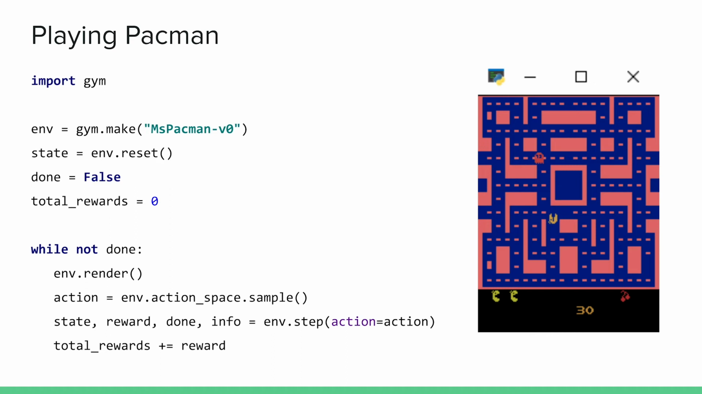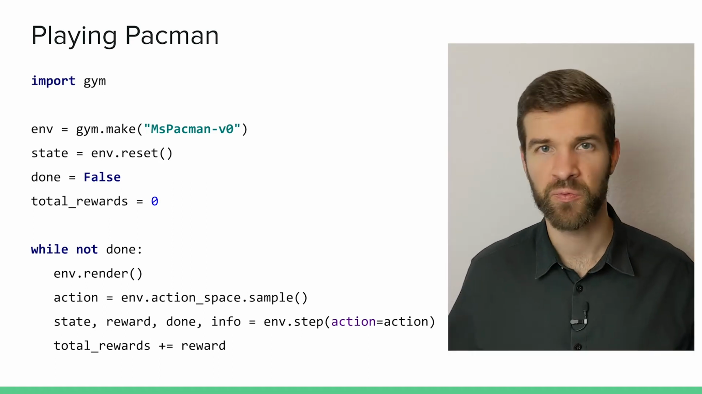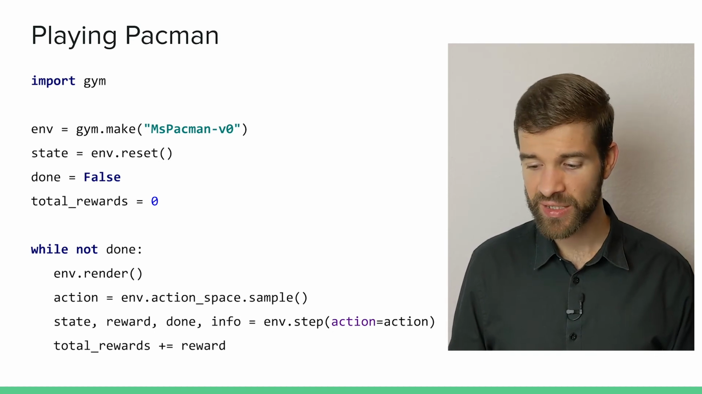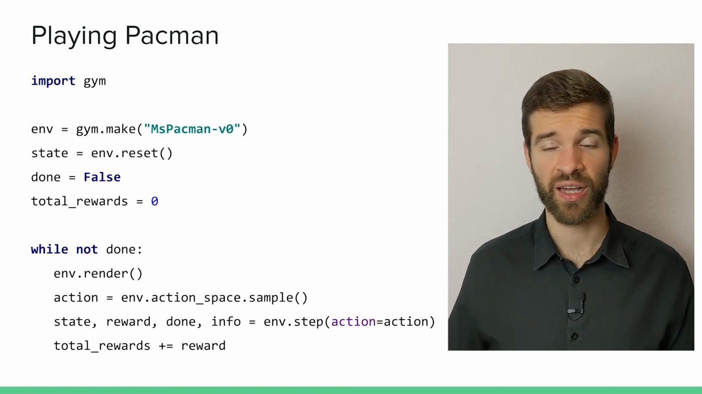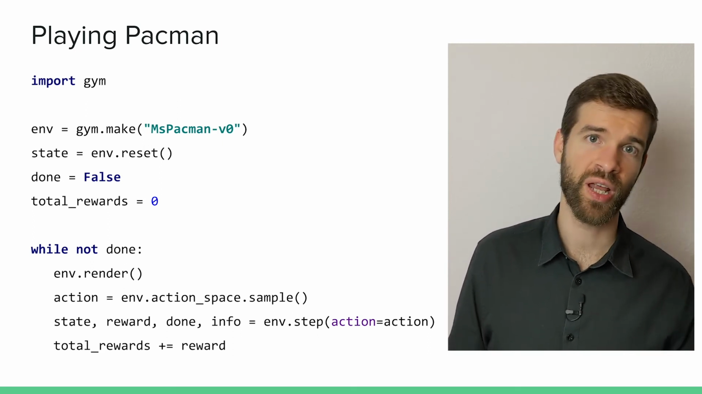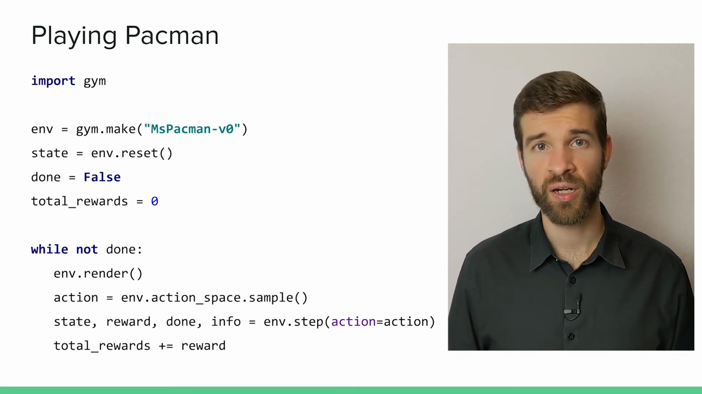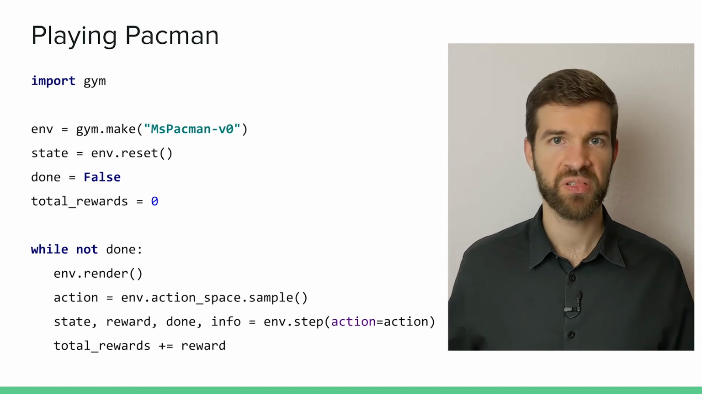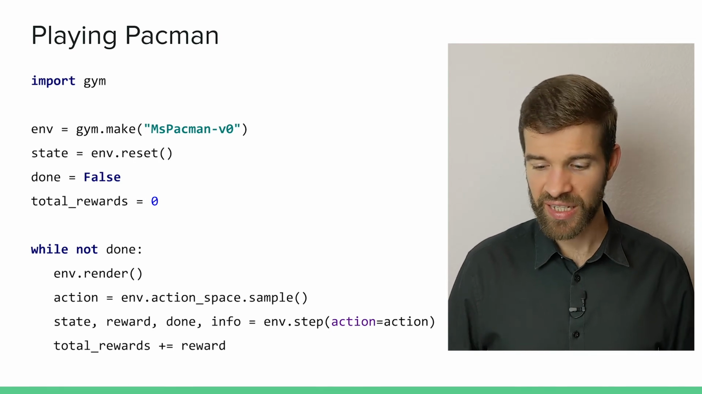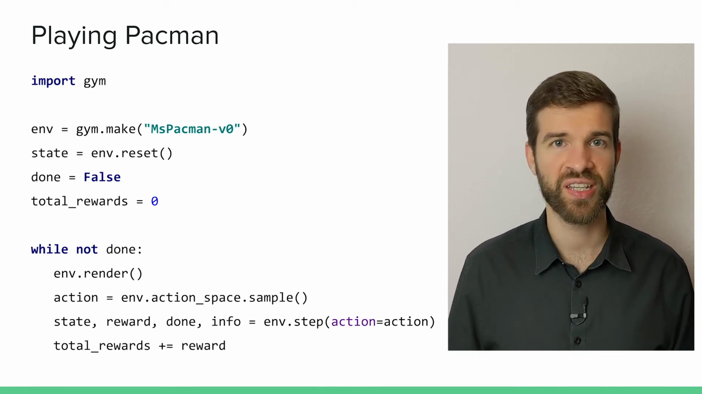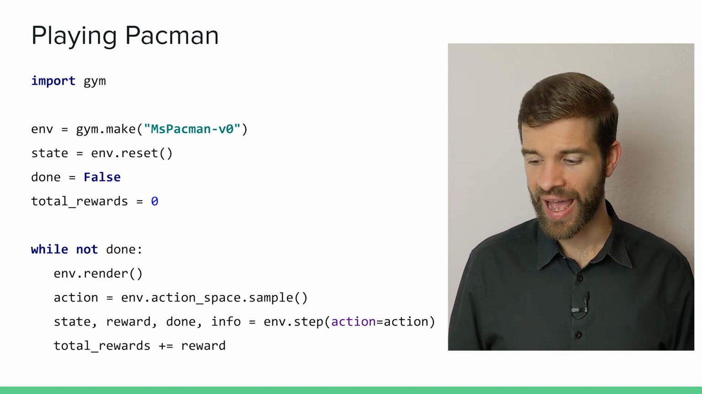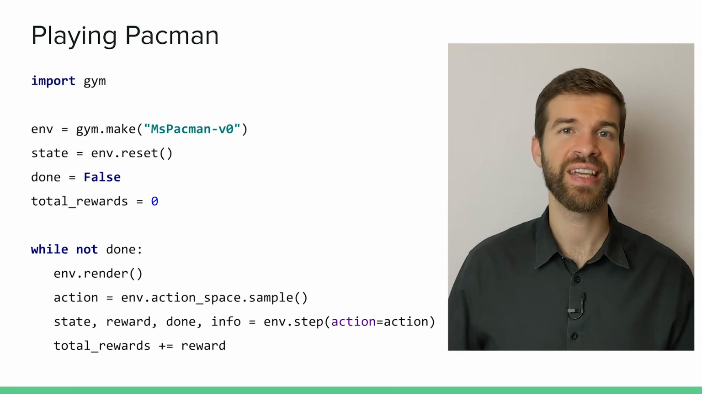So what we do is we render it, so we kind of display it. If we don't want to render it, then we don't need this command. And then we sample from our action space. Our action space are all the actions that we can take, like go left, go right, up, down, or stand still, maybe, if that is also possible. And the easiest way to play here is just to take a random action. So we just sample from those possible actions, and then we apply that action in our environment.